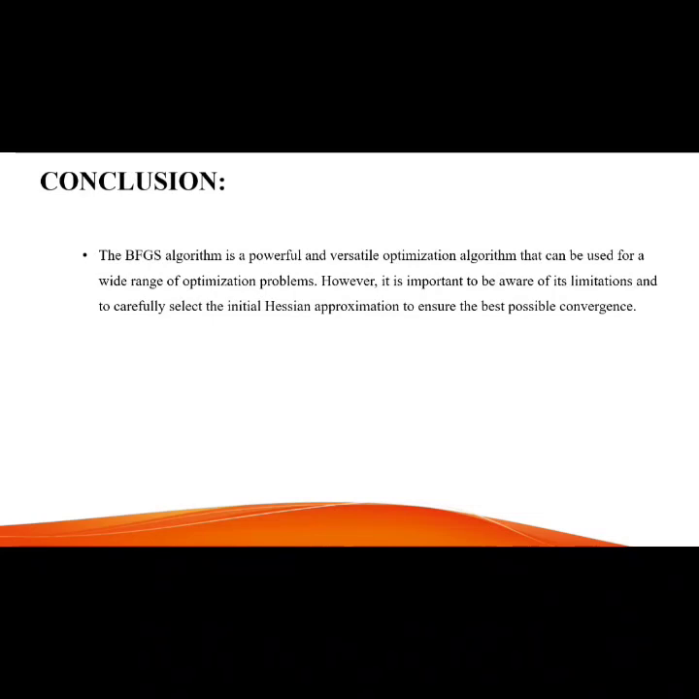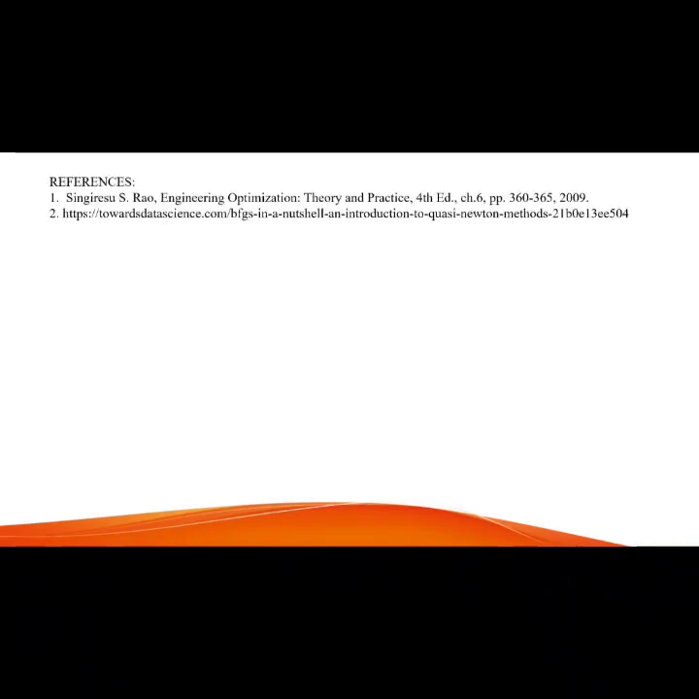The BFGS algorithm is a powerful and versatile optimization algorithm that can be used for a wide range of optimization problems. However, it is important to be aware of its limitations and to carefully select the initial Hessian approximation and the initial parameters to ensure the best possible convergence. These are the references I used.